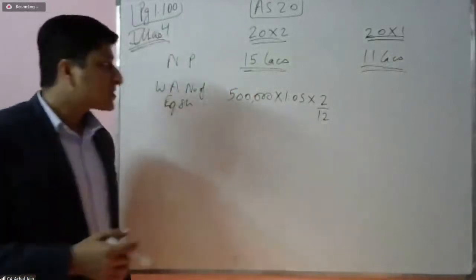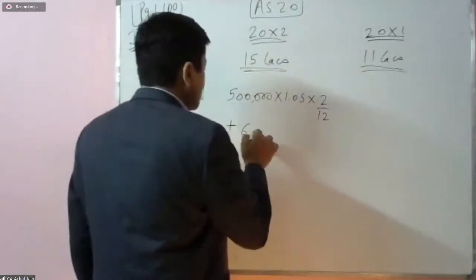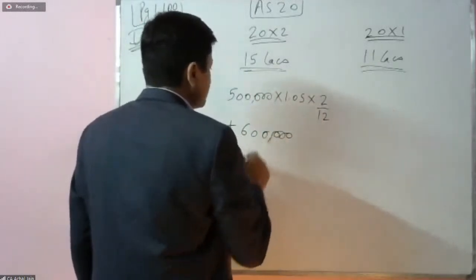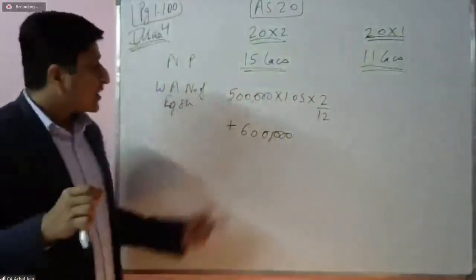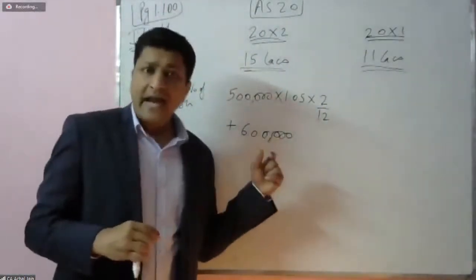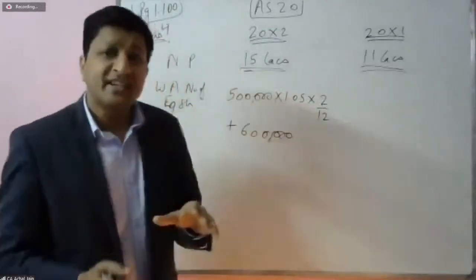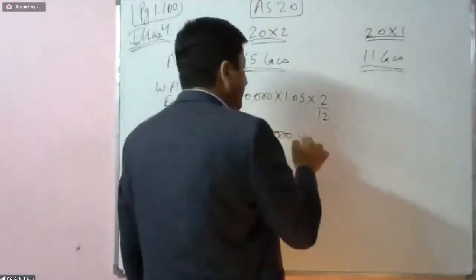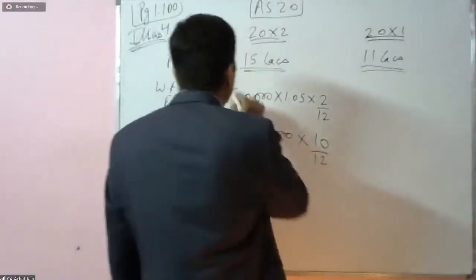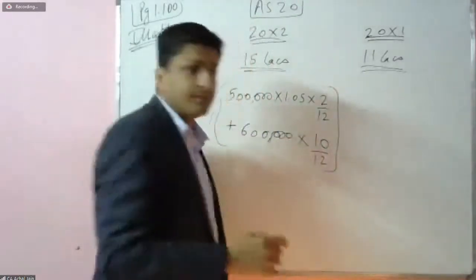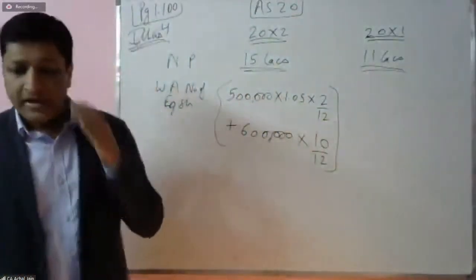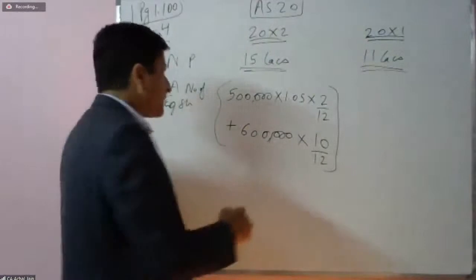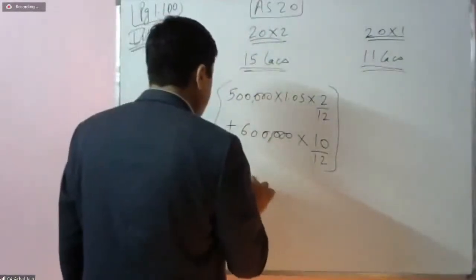To this, we will add the revised number of shares. From 1st March, the number of shares became 6 lakh. And after 1st March, do we need to make any adjustment? No, because the rights issue is already included in this. So we'll simply compute this for 10 months. So what does this number become? 5,87,500.